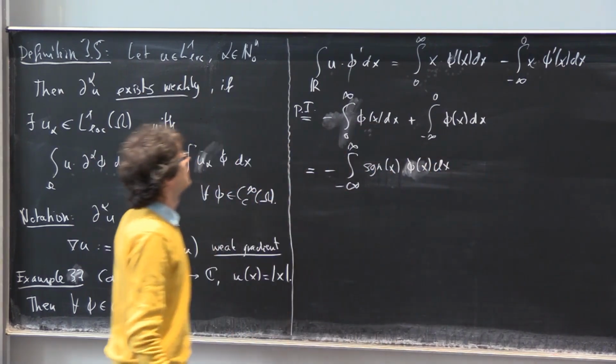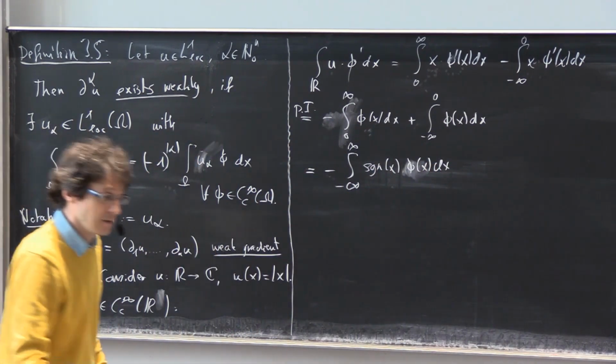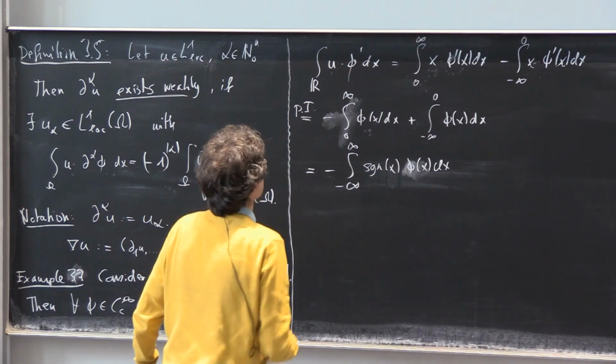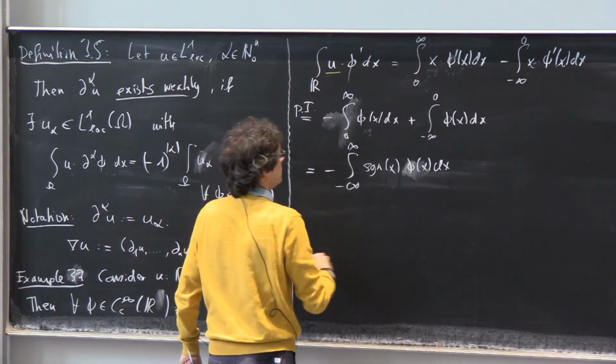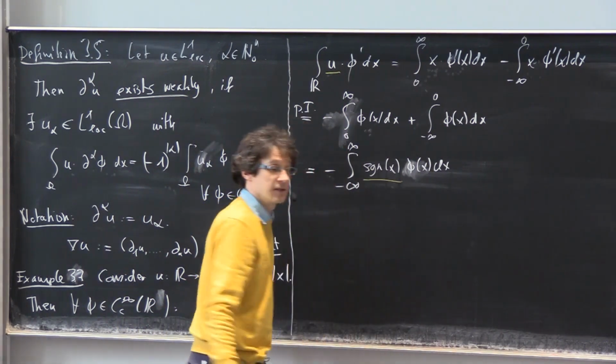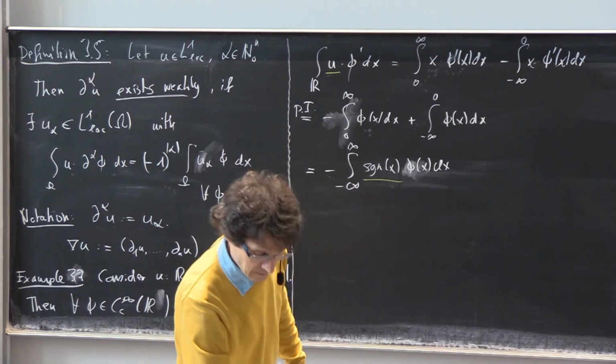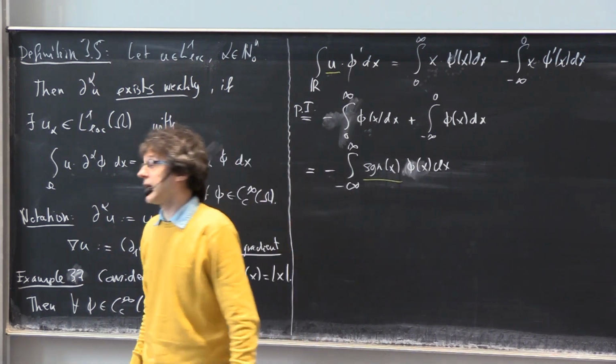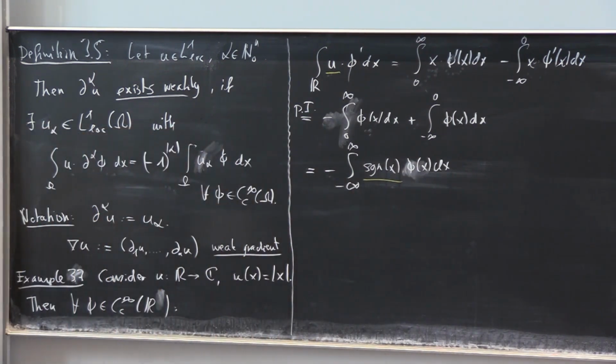Okay, and this is exactly the formula that we needed. So this tells us that u is weakly differentiable and that the derivative is the sine function in the weak sense. Now you can ask, what about the value of the derivative at 0? And I say this doesn't matter because the weak derivative is just a locally integrable function. So the value at one point is of no interest.